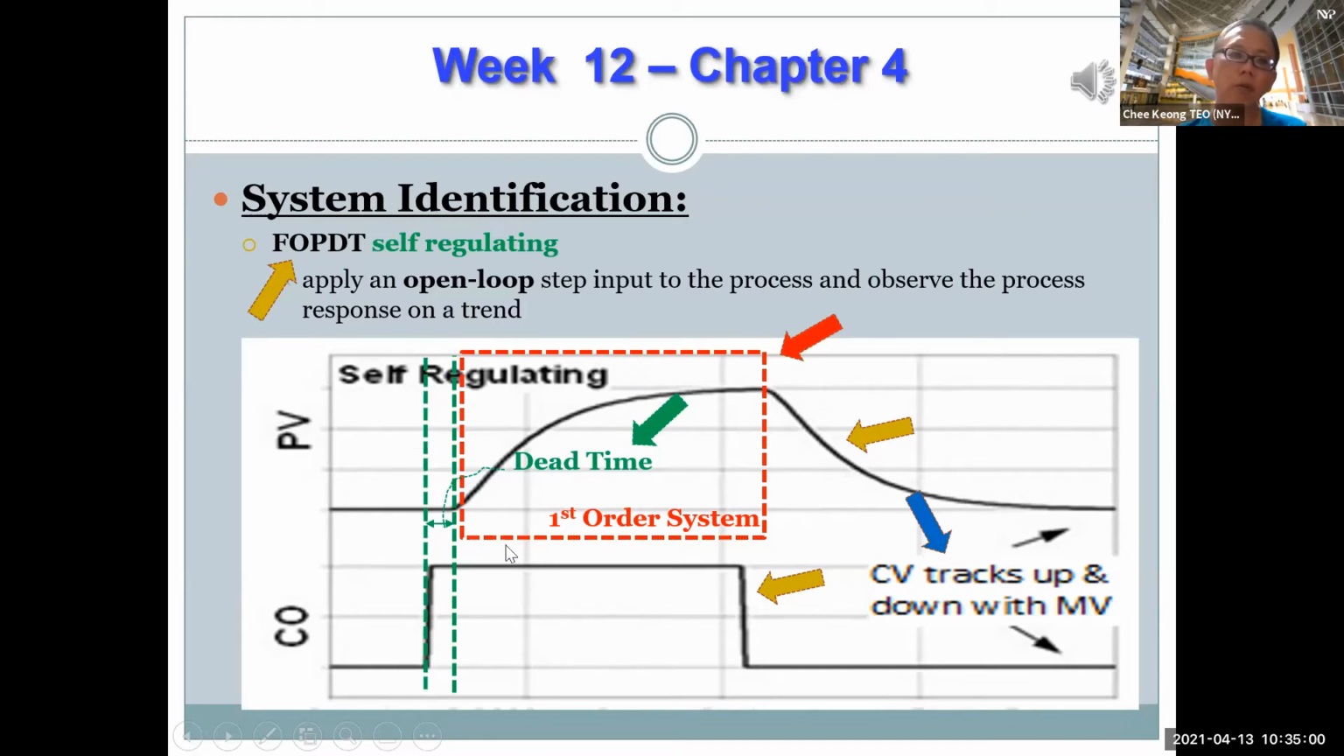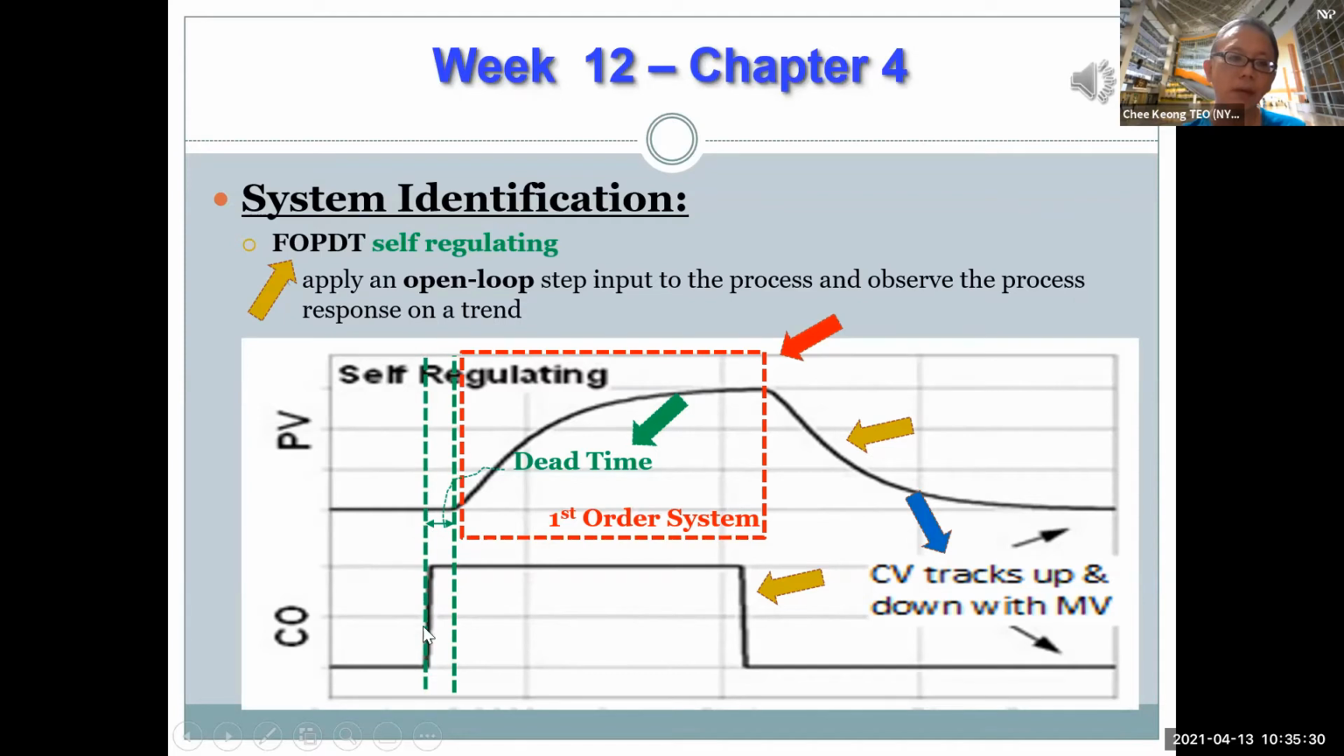Now this type of response whereby it follows the CO, you basically call it a self-regulating, right? Basically, when it goes up, it will go up. When it comes down, it will come down. So with the output tracking the input, this is what we call a self-regulating type. Now, why first order? If you look at this response here for the step function, the response is basically like a first order equation. So therefore, we call this the first order.